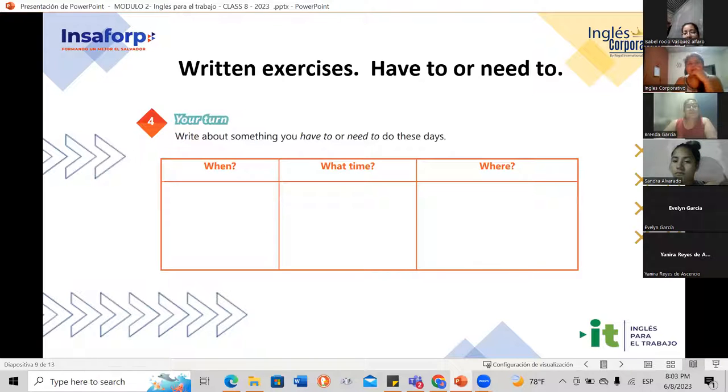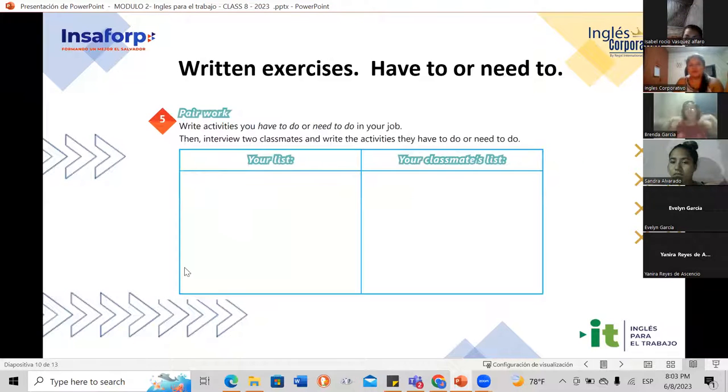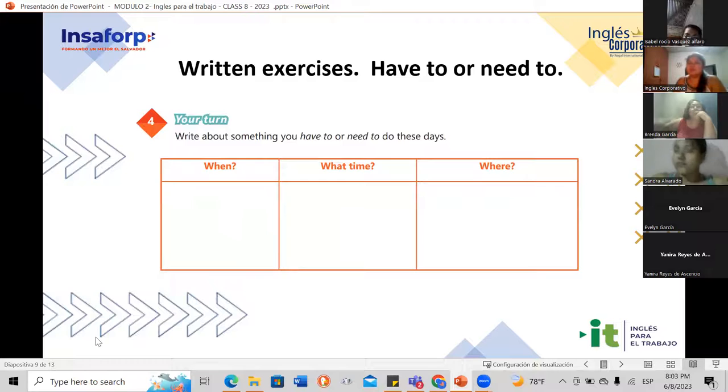Write about something you have to or need to do these days, okay? When, what time, and where, okay? For example, if you said, I have to pay the bills, okay? Tengo que pagar los biles. Okay, when you have to pay the bill, when? At the end of the month, al final del mes?